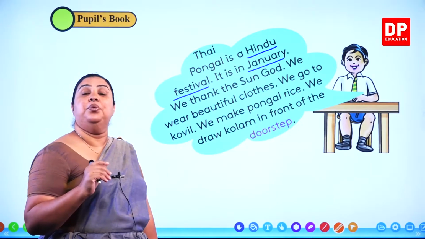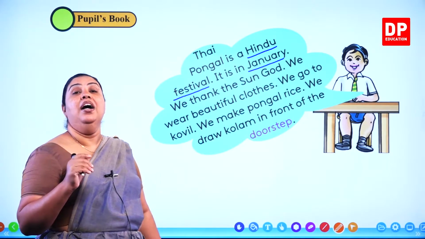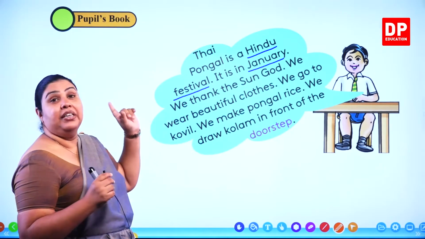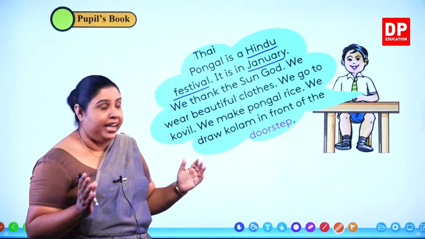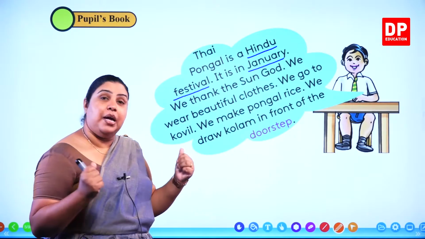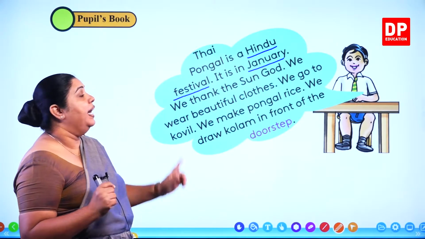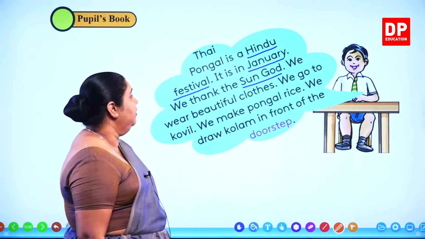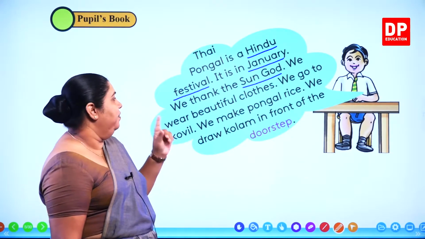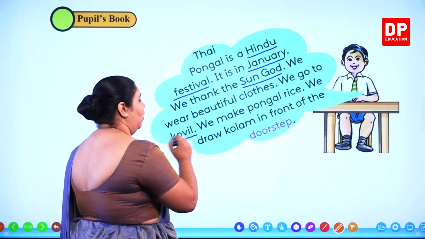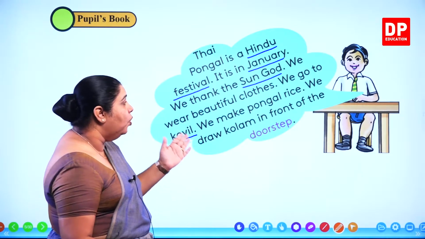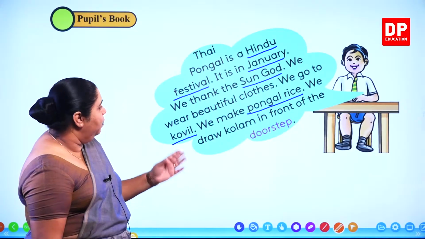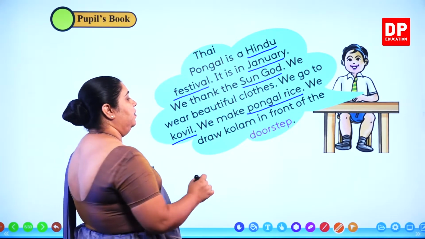Now I have pictures for you. I will show them, but just go through our little presentation from the Gajaba Vidyalaya students. They say Thai Pongal is a Hindu festival, which is right. It is in January. When is Thai Pongal? It is in January. We thank the sun god. Who do they thank on Thai Pongal day? The sun god, right? We wear beautiful clothes. We go to Kovil. They go to Kovil on Thai Pongal day. We make Pongal rice. We call that special dish the Pongal rice. We draw kolam in front of the doorstep.